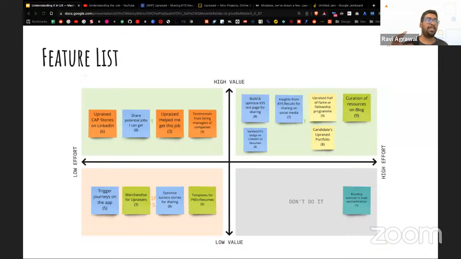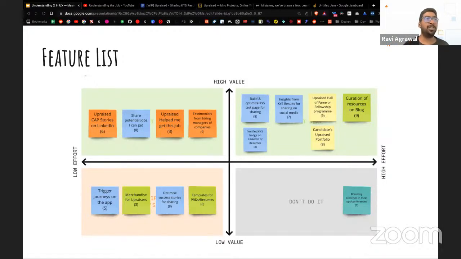I have just put out some of the ideas that I had thought of while sharing, let's say, KYS results. And those were some of the ideas that I had put together, that, hey, share potential jobs I can get. That is something that is high value and very low effort, right? Can we add, help me get this job on LinkedIn? That is high value. It creates public value and it's very low effort, right?